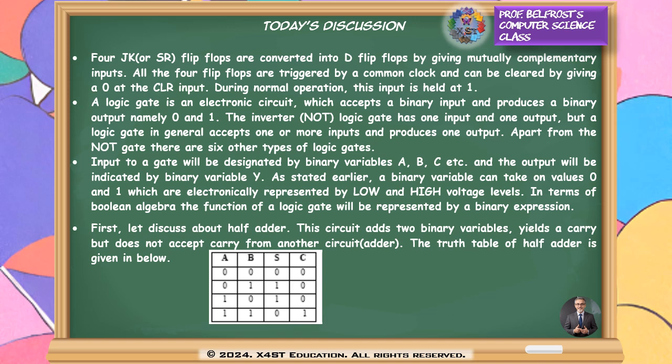Now we'll discuss the half adder. A half adder is another very important thing. It is a circuit that adds two binary variables and gives a carry, but doesn't accept a carry from another circuit or adder. So the truth table is given as shown.